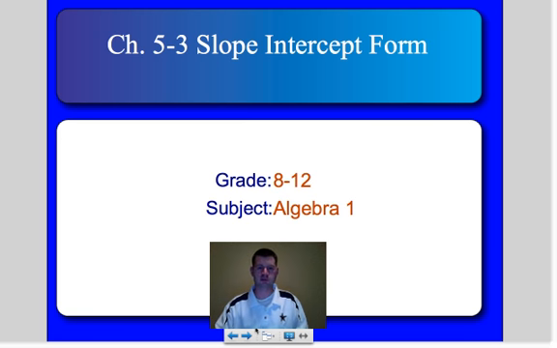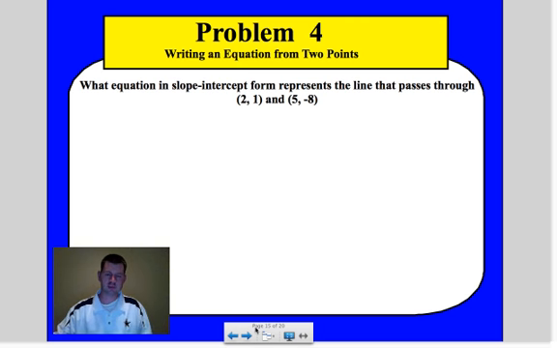Okay, welcome back. We're still in 5.3, slope-intercept form. As I said, we're going to start working on graphing these. We're going to start by taking 2 points and writing them into an equation. What is the equation of slope-intercept form that represents the line that passes through the 2 points? So now we have 2 points, and what we want to know is what is the actual equation of this.